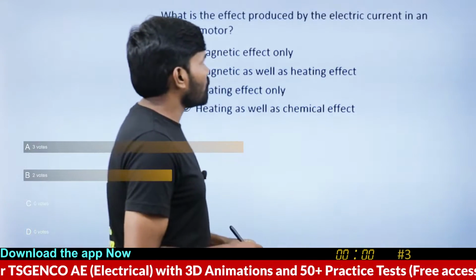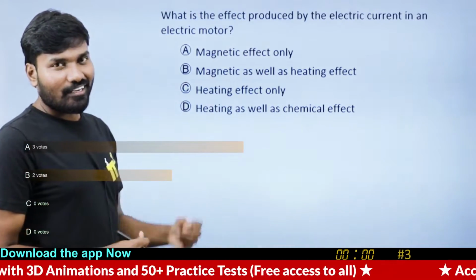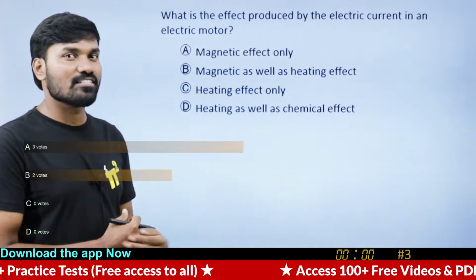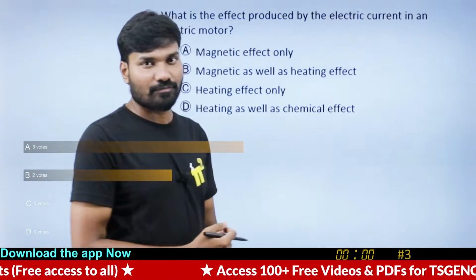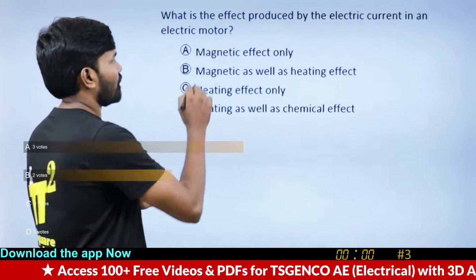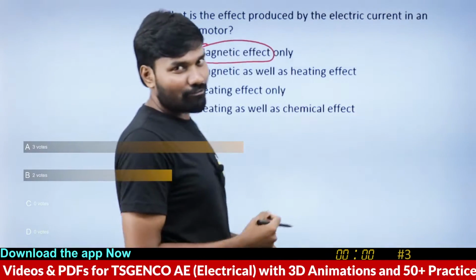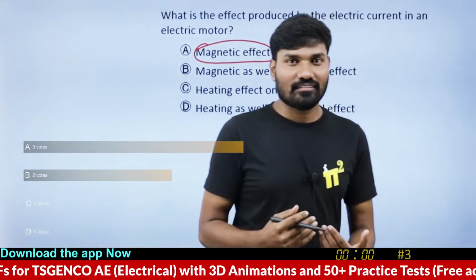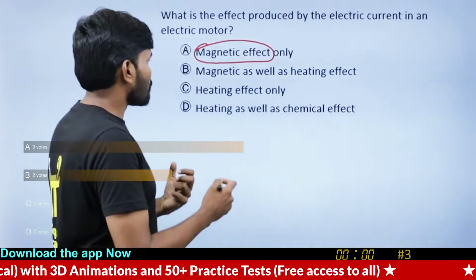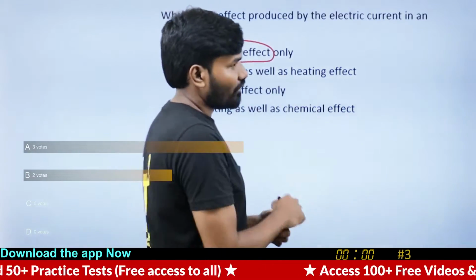What's the effect produced by the electric current in an electric motor? The purpose of current in an electric motor, you take any electrical motor, the purpose is to generate the flux. So the main cause is generating flux. Okay, magnetic effect. But it's not only magnetic effect. There'll be some losses, so there'll be some heating effect as well. The current will cause both.